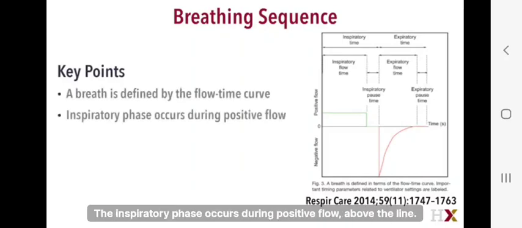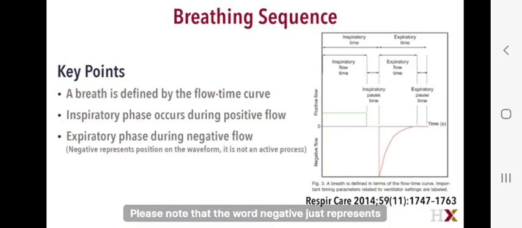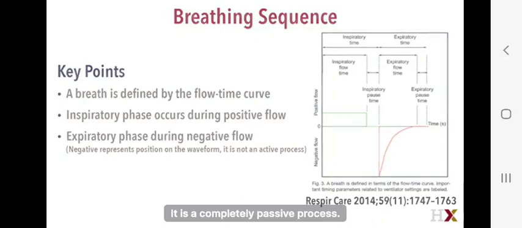The breath sequence on the mechanical ventilator is defined by the flow time scalar. The inspiratory phase occurs during positive flow, above the line, and the expiratory phase occurs during negative flow, below the line. Please note that the word negative just represents the position on the waveform. It is not an active negative pressure applied. It is a completely passive process.